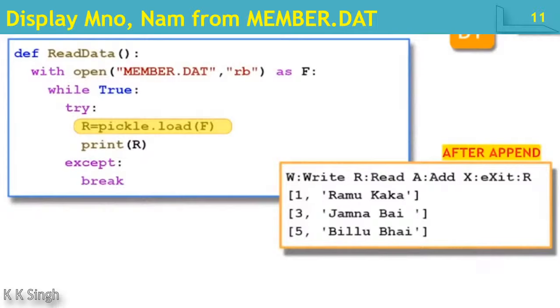To print those records I will have to use the load function of Pickle. So over here again, this is the same function which I had discussed earlier: while true, try pickle.load f and print r, and as soon as the cursor reaches the end of the file it gives a break, so it comes out of the function.